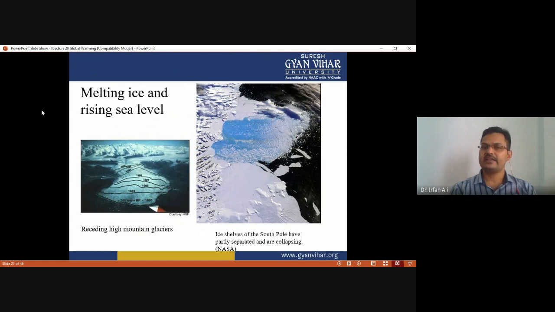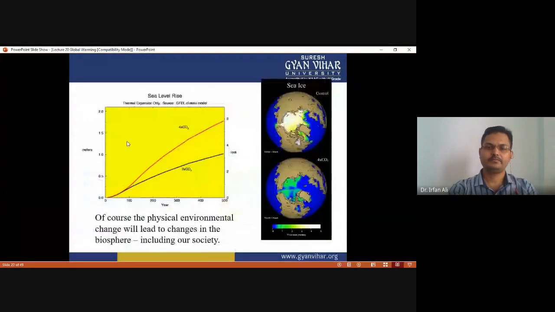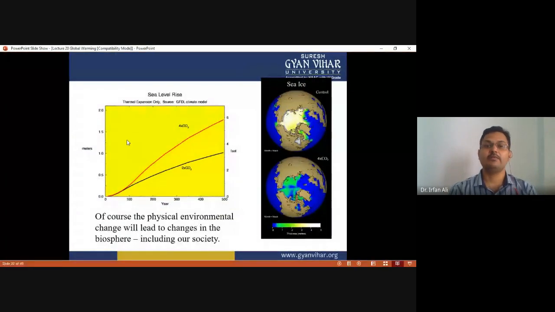and the melting ice and rising sea level due to the climate change. You can see in this figure receding high mountain glaciers, and in this figure you can see that ice shelves of the South Pole have partially separated and are collapsing. Now this is another figure which shows the sea level rise. This is another evidence which shows that the melting of glaciers is happening.